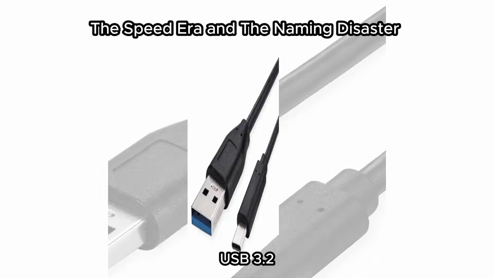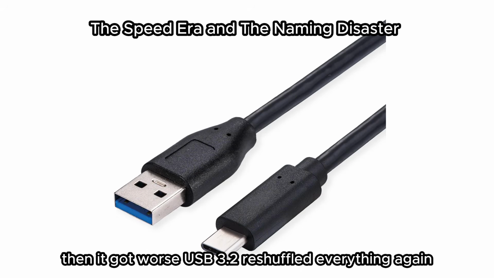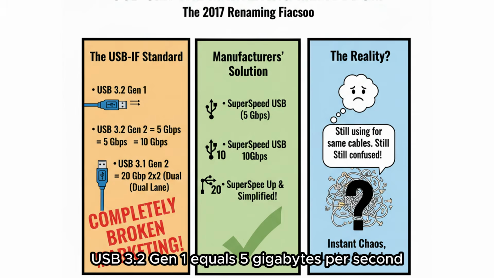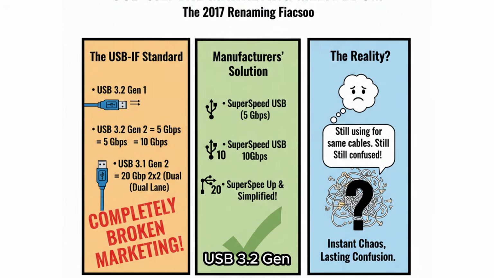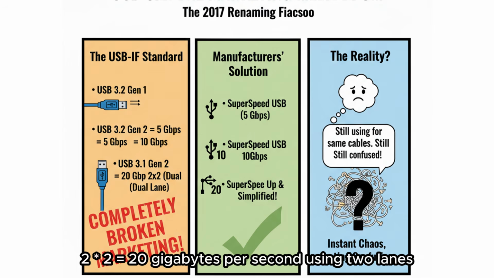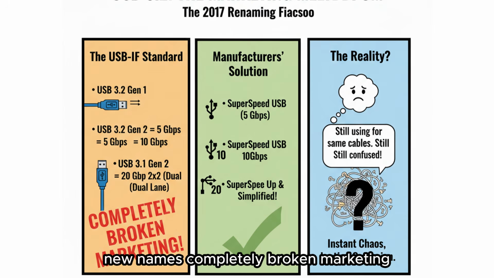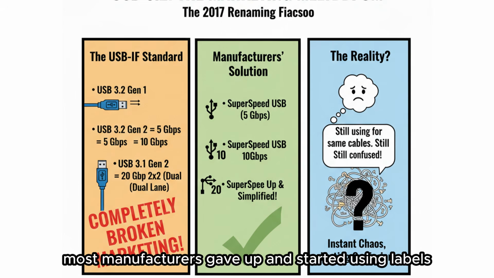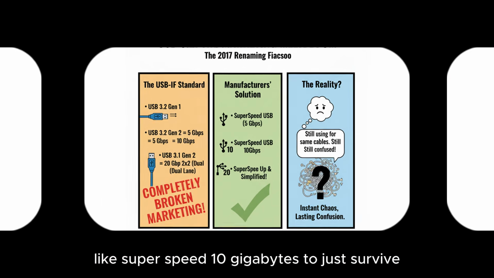USB 3.2. Then it got worse. USB 3.2 reshuffled everything again. USB 3.2 Gen 1 equals 5 gigabytes per second, USB 3.2 Gen 2 equals 10 gigabytes per second, USB 3.2 Gen 2x2 equals 20 gigabytes per second using 2 lanes. Same underlying tech, new names, completely broken marketing. Most manufacturers gave up and started using labels like SuperSpeed 10 gigabytes to just survive.